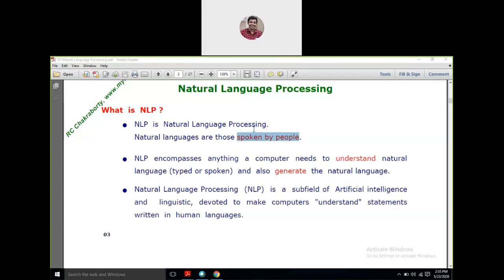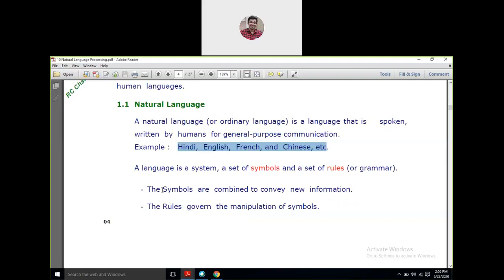Always it is considered as a subfield of artificial intelligence. Natural language processing is a subfield of artificial intelligence. Now, here you're going to see that we have different types of natural languages like Hindi, English, French, Chinese, etc. They generally comprise symbols as well as rules. The symbols are the set of characters used for that particular language to convey information from one individual to another. And they are always governed by a set of rules to manipulate those symbols.